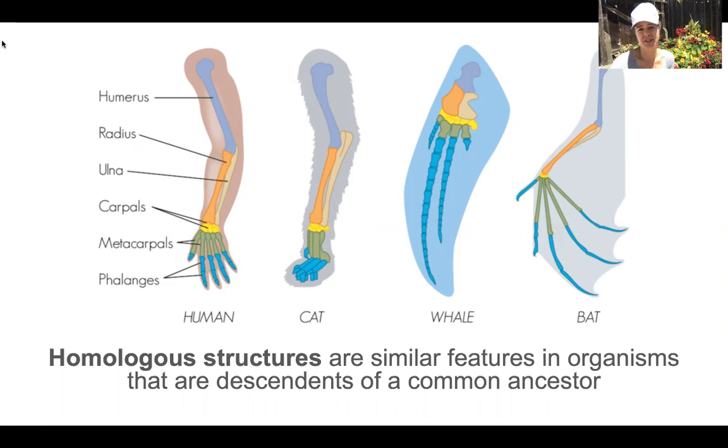Homologous structures. Homologous, homo meaning same, these are the same structures or similar features in organisms that are descended from a common ancestor. So again, homologous, different from analogous, where analogous would be more like a bat wing and a butterfly wing, which have similar shape, have similar function and adaptation for the organisms that they serve, but they are different. They come from a different genetic influence.